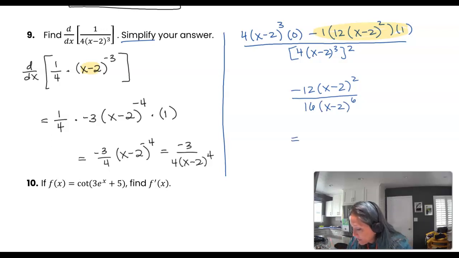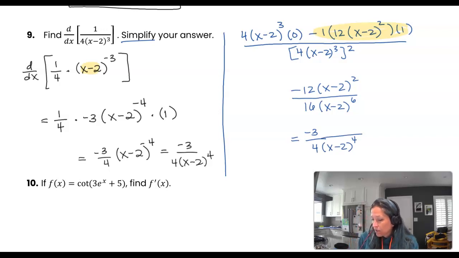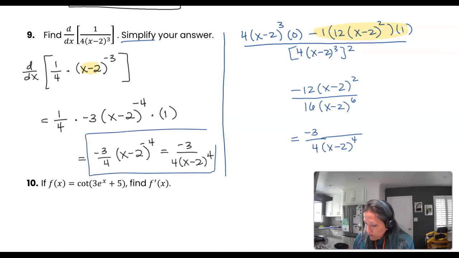And then this can simplify. Both 12 and 16 are divisible by 4. So this could go down to 3 over 4. And oh, these are the same, different bases, so we can rewrite this as just x minus 2 to the 4th. So again, either of these are acceptable as simplified. I don't necessarily care about positive exponents, but it would have taken a little bit more work to simplify if you had moved through the quotient rule.